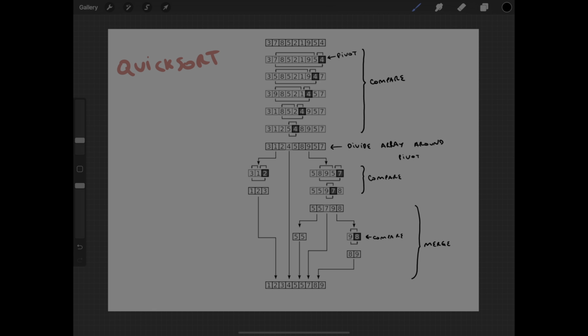But that takes a sorted array, so how can we sort one that is unsorted? We can use other algorithms, like quicksort. Quicksort has its name for being faster, if well implemented, than merge sort or heap sort. And it's a divide and conquer algorithm.